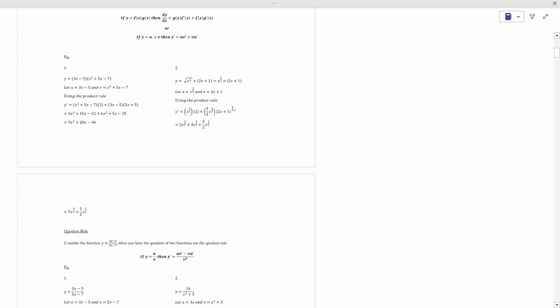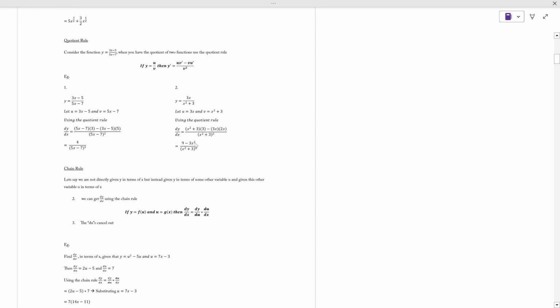So using the product rule, once again, you grab u by itself, right, multiplied by v dash, which is just that differentiated, plus u dash, which is this differentiated, multiplied by v, which is just that again. Cool. And then if you expand brackets, you get this, and this is basically your gradient function or differentiated function. Cool. All right, moving on.